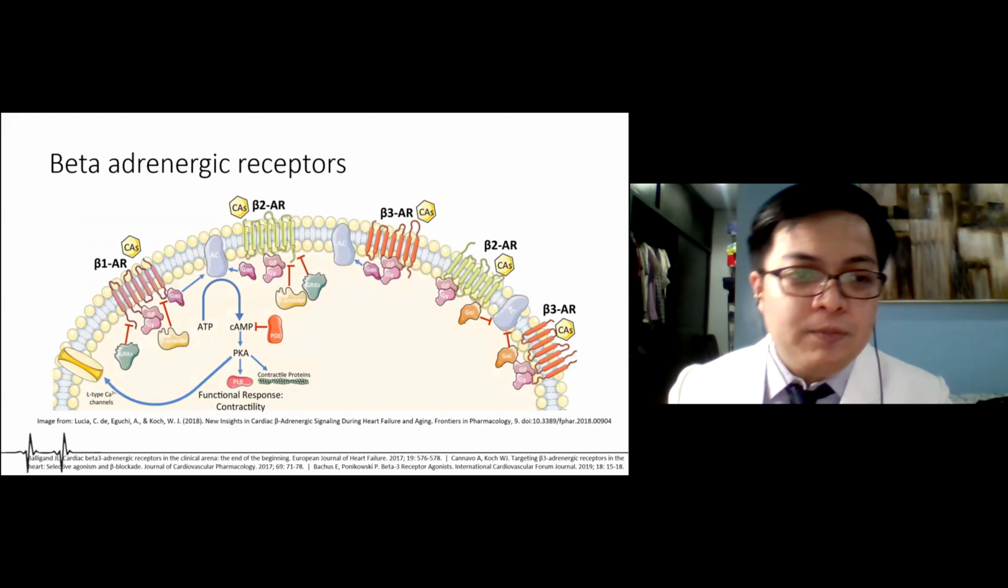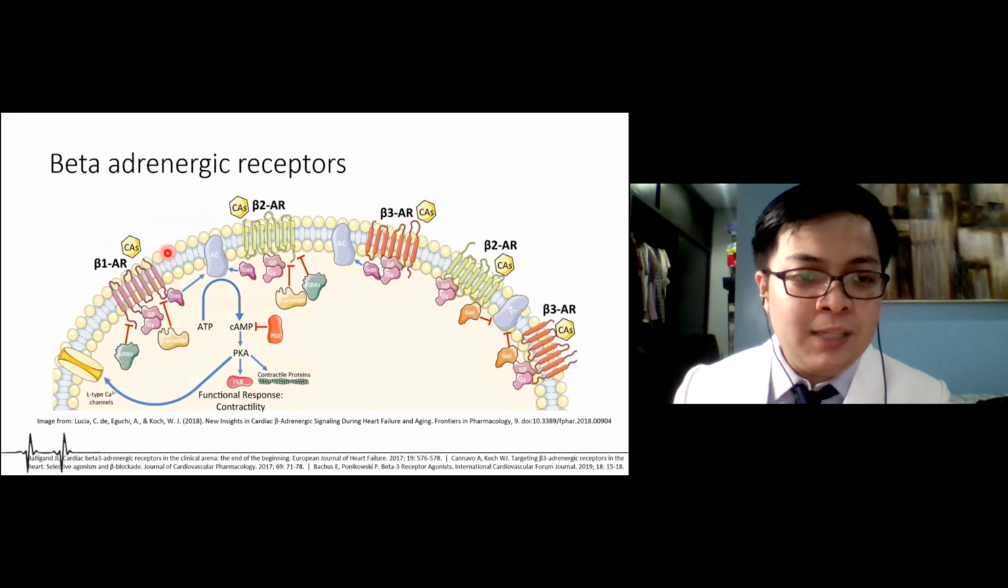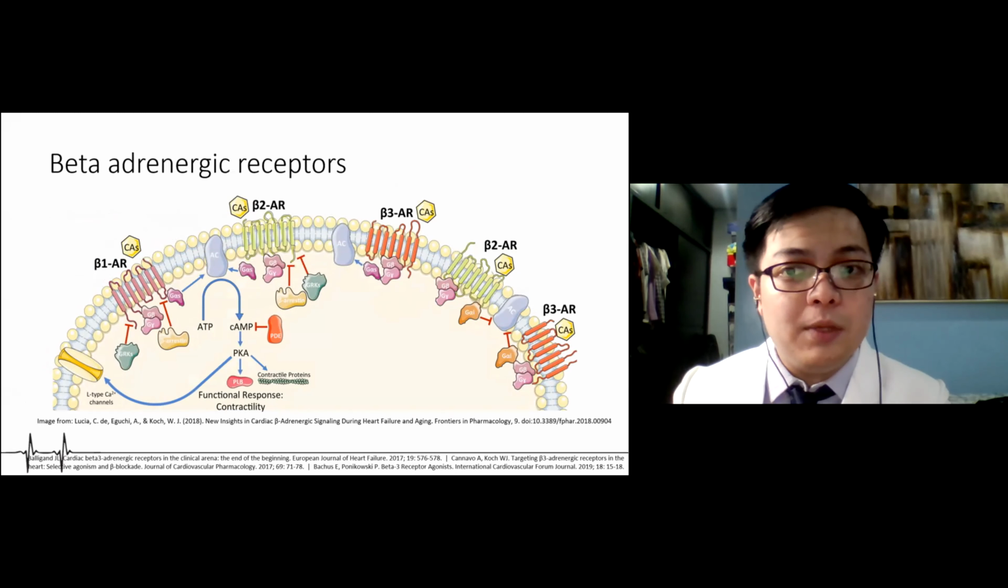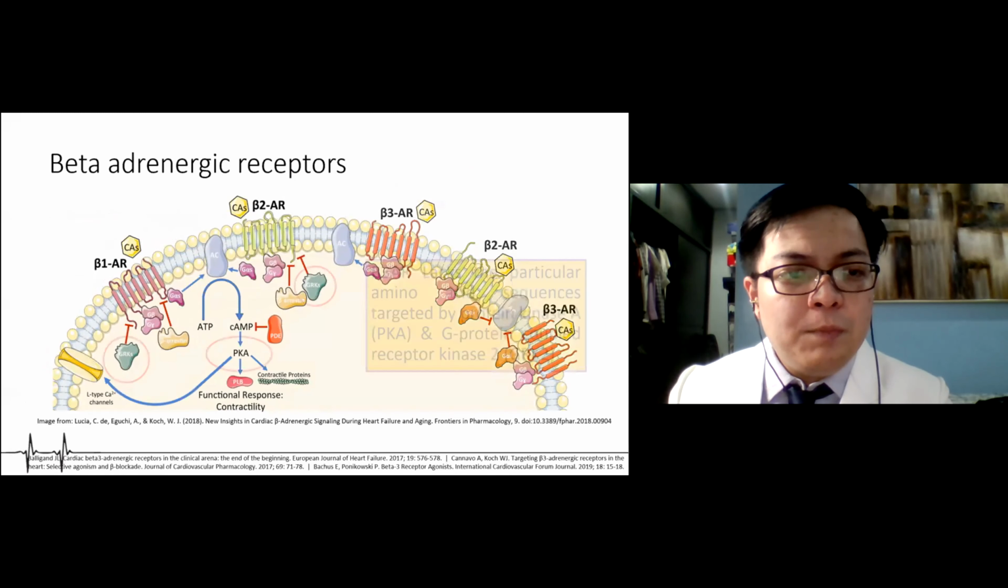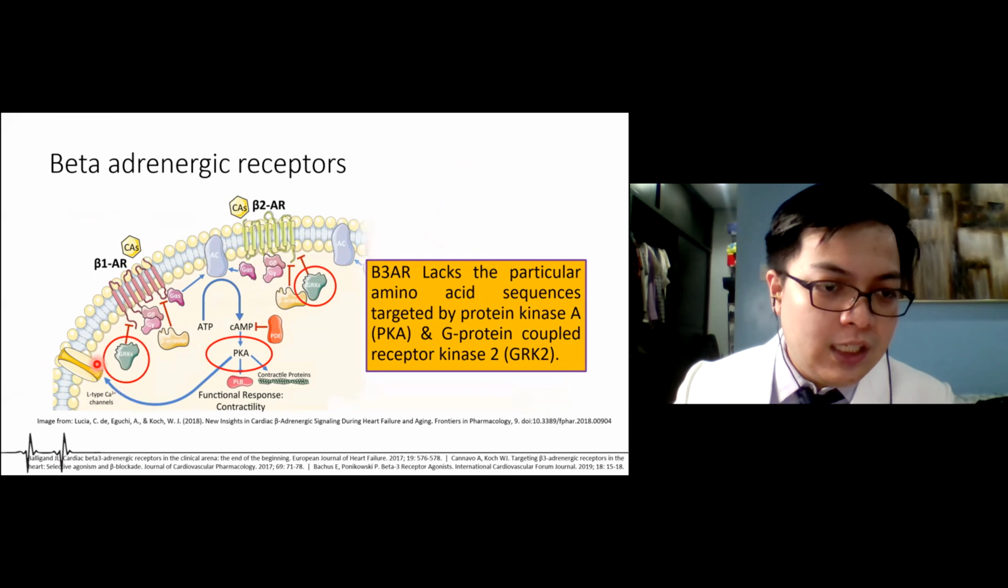So here, this is a figure we've obtained, which shows figures on your beta 1 adrenoreceptors, beta 2, and your beta 3. And we're going to discuss them one by one. So let's focus on what is not found in your beta 3 adrenoreceptors. So I've encircled it here.